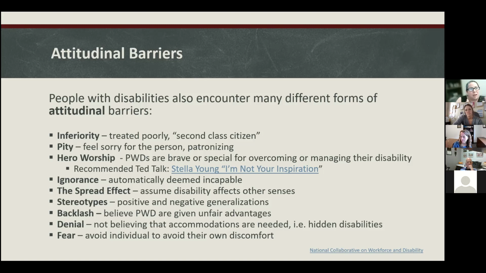So just understand that we all have these to some level, and even me who works in disability resources, sometimes I have to catch myself that I may sometimes think about this or have these concerns, and I have to go retrain my mind and say, hey, I need to go past this and change my perspective.